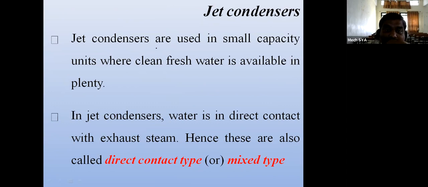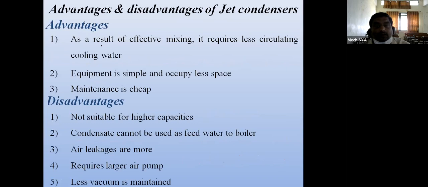So jet condensers are used in small capacity units where clean fresh water is available in plenty. And in a jet condenser, water is in direct contact with exhaust steam, hence these are also called direct contact or mixer type. I already explained this. Then, advantages and disadvantages of jet condensers.